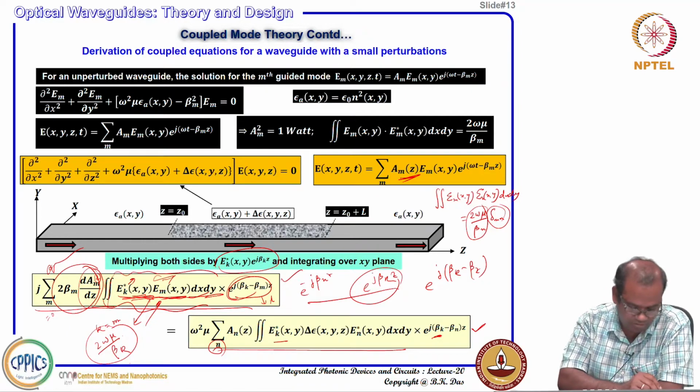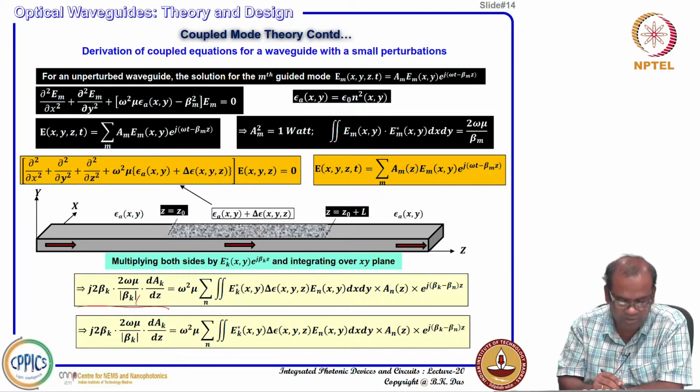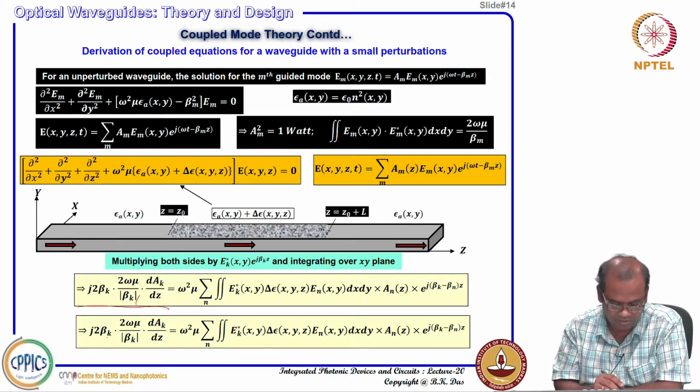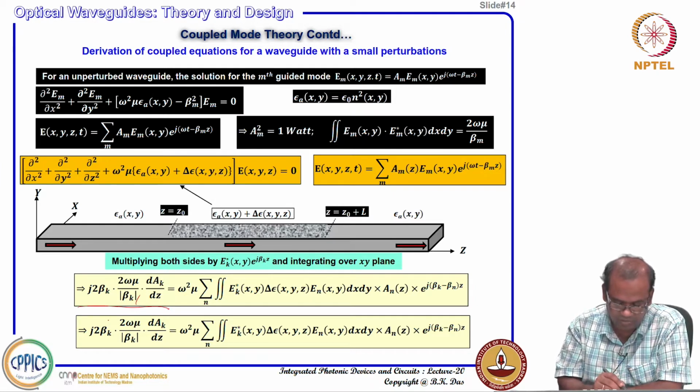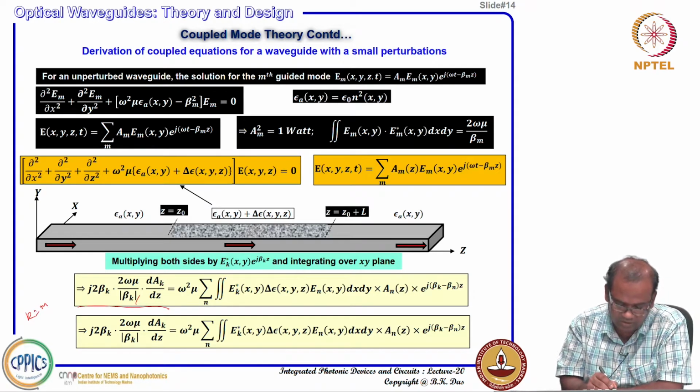Okay. So on the left hand side, as in the previous step, we have j to beta k times 2 omega mu by beta k, which comes out of the orthogonality condition, power 1 watt multiplied by 1 watt power of course, and dm by dz, because only k equal to m survives. I have just written m equal to k, putting the k value at the mth place.